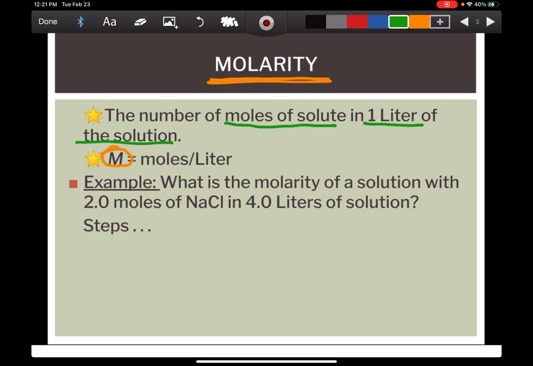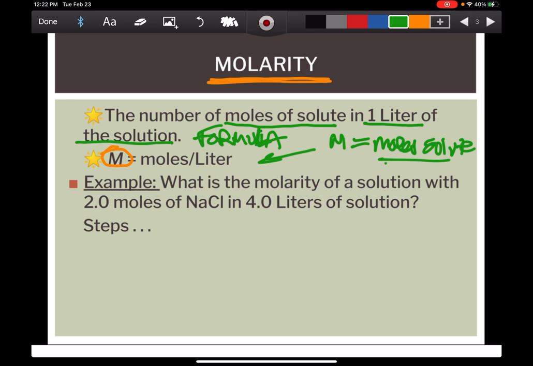If you were to write it as a formula or an equation, it would look like this: big M equals moles of solute over liters of solution. So it basically has to do with how much solute is in the solution. It's a way of expressing that.